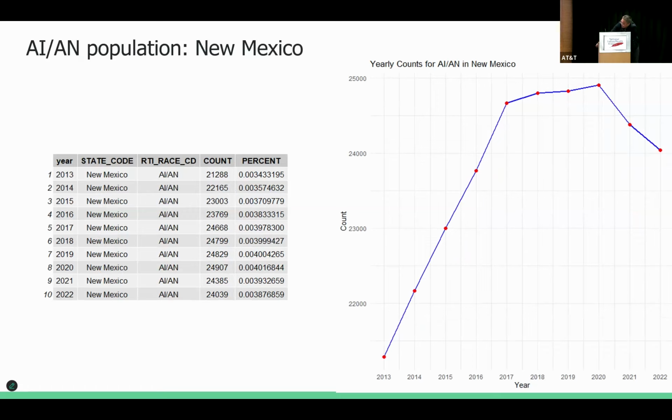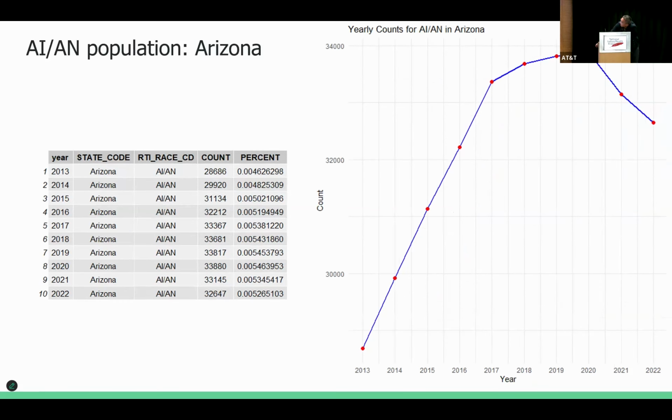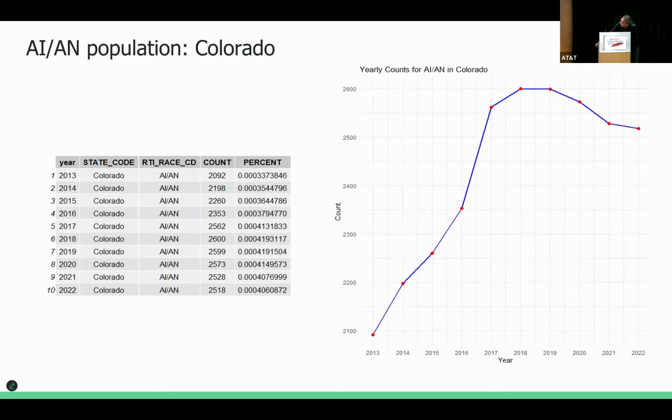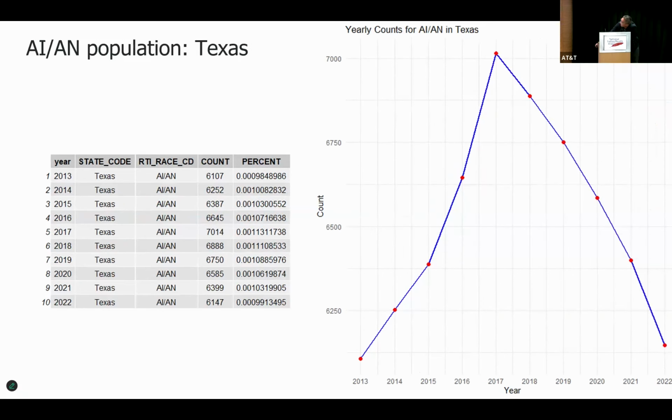We live in Albuquerque, New Mexico. That's the state we serve the most, and that's the population. It's pretty small. You can see it's really small compared to the whole Medicare population size nationwide. I also summarized Arizona. New Mexico, Arizona has a little bit more. The population is a little bit bigger than Colorado and Texas. Colorado and Texas are pretty small, only a few thousand. So these are the preliminary results that I have.